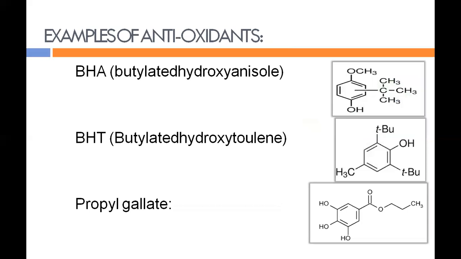So these are the examples. The most commonly and widely used antioxidant preservatives are BHA, BHT, and propyl gallate. BHA is butylated hydroxyanisole, BHT is butylated hydroxytoluene, and propyl gallate. If you observe the structure of propyl gallate, you can see there are many hydroxy groups present in the structure, and the more hydroxy groups present, the more the susceptibility to oxidation.